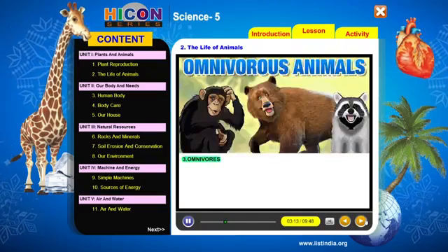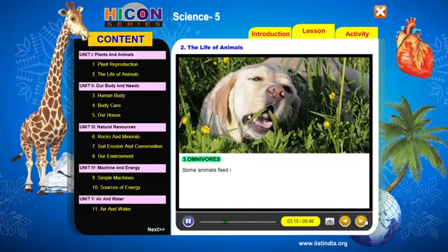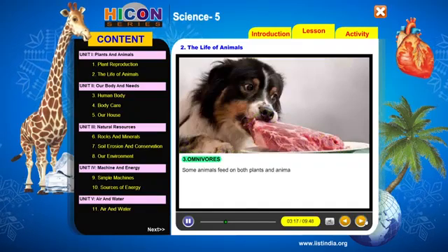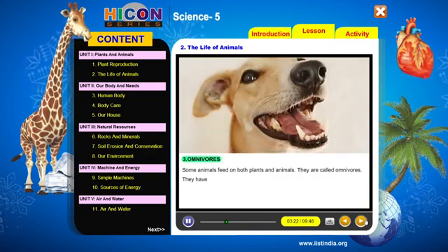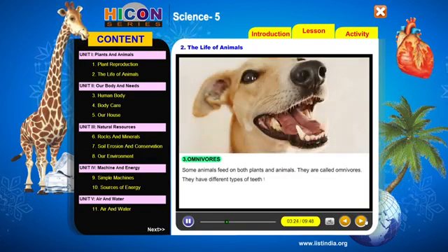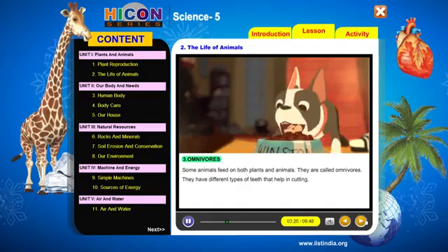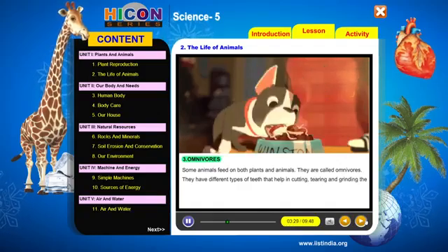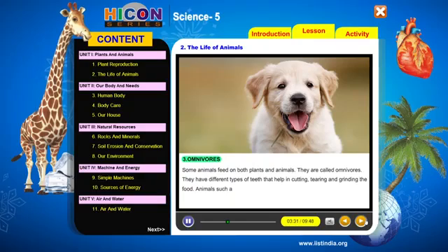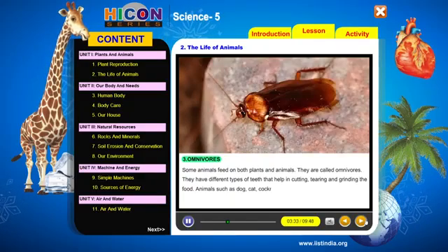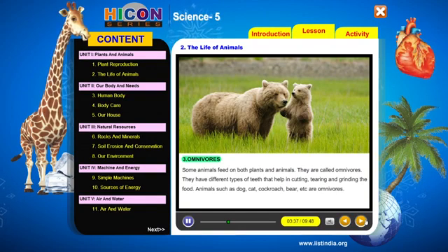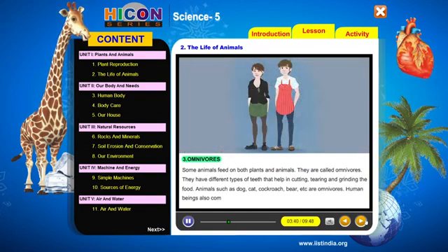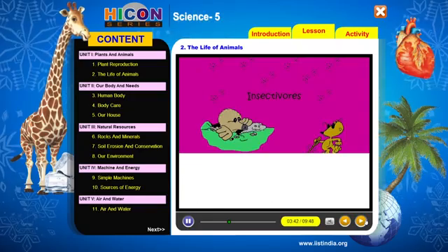3. Omnivores. Some animals feed on both plants and animals. They are called omnivores. They have different types of teeth that help in cutting, tearing, and grinding the food. Animals such as dog, cat, cockroach, bear, etc. are omnivorous. Human beings also come under this category.